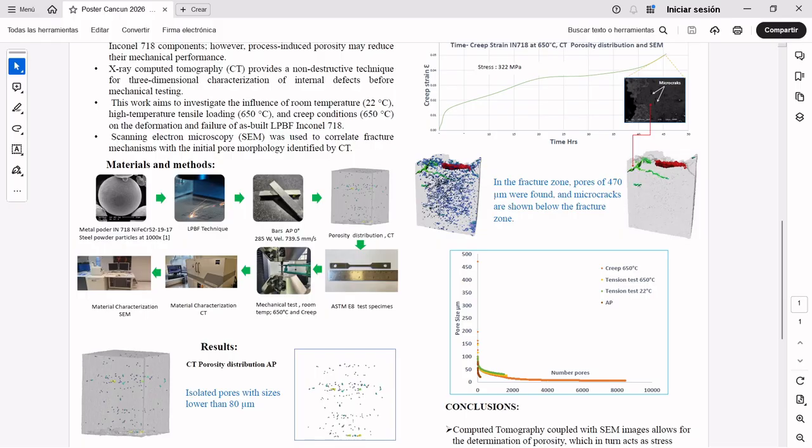Each of the mechanical testing samples was then characterized by CT. Fractographs of Inconel 718 were obtained using a scanning electron microscope. The specimens were scanned using a microtomograph at 160 kilovolts and 800 images with an exposure time of 2 seconds to acquire a volume with a resolution of 3 cubic micrometers. From this volume, the porosity analysis is carried out.